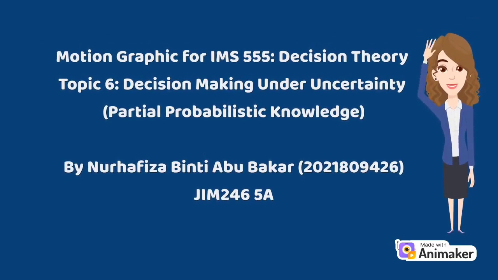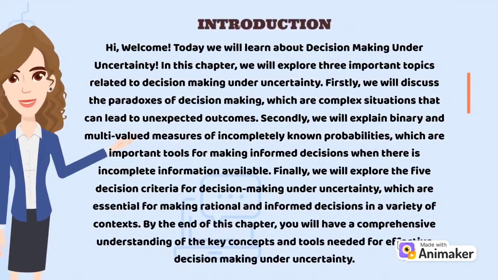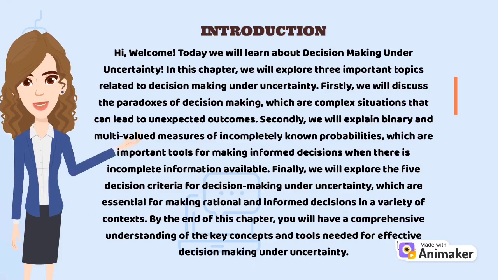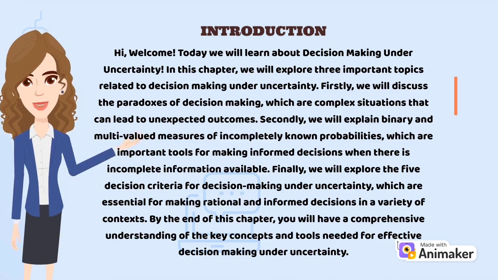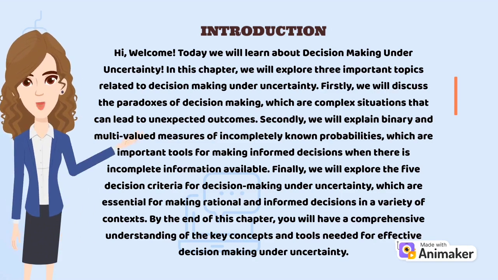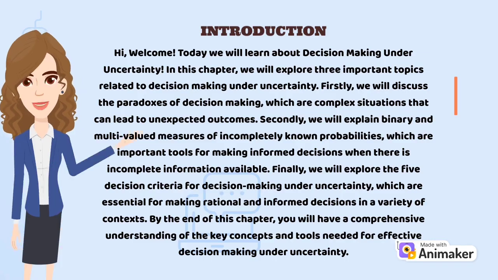I will present Topic 6, Decision Making Under Uncertainty. In this chapter, we will explore 3 important topics related to decision making under uncertainty. Firstly, we will discuss the paradoxes of decision making, which are complex situations that can lead to unexpected outcomes. Secondly, we will explain binary and multi-valued measures of incompletely known probabilities, which are important tools for making informed decisions when there is incomplete information available. Finally, we will explore the 5 decision criteria for decision making under uncertainty, which are essential for making rational and informed decisions in a variety of contexts.